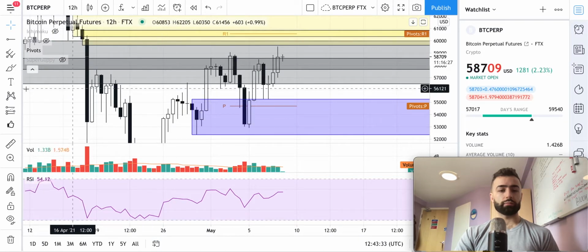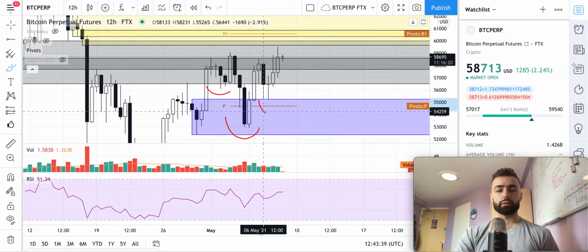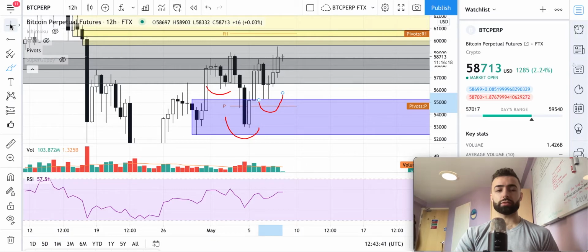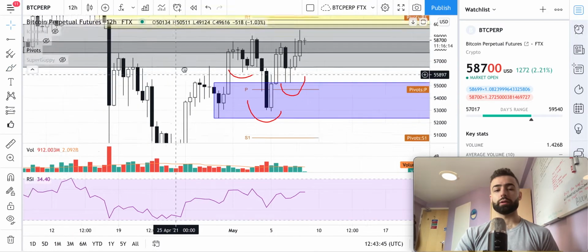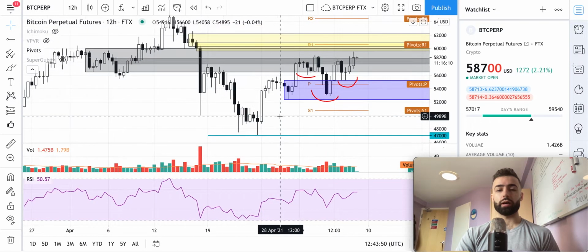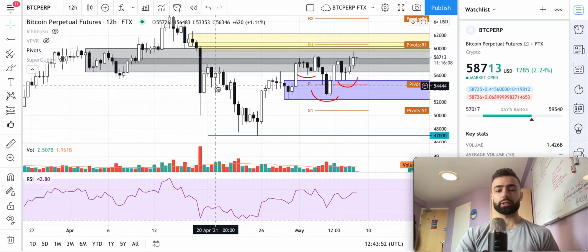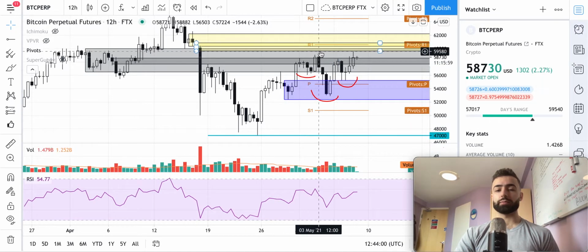The other thing to note about this pattern is the potential for an inverse head and shoulders right here. So the inverse head and shoulders pattern typically comes at the bottom of a run. So it typically comes like this. This right here would be what we'd want to see. Bearish price action, we come down, we form the left shoulder, we come down further, we form the head, and then we form the right shoulder. Except this did not play out.